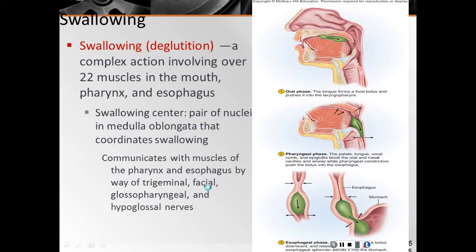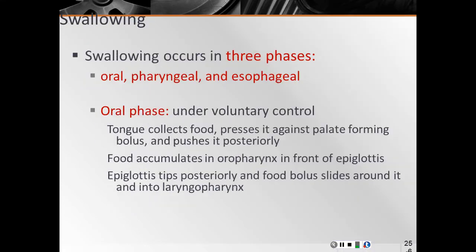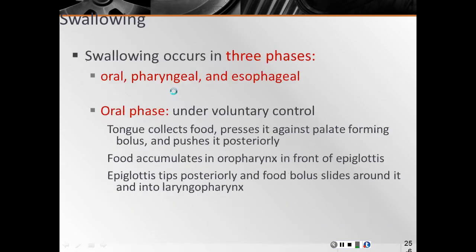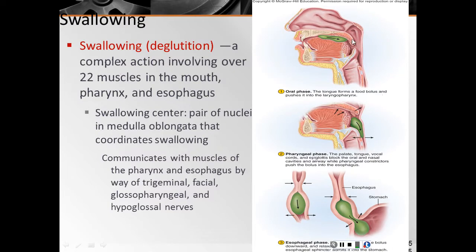Okay, so swallowing occurs in 2 phases. On this slide here, I do have the various phases. But I want to actually show you guys the picture here while we go through these phases. Alright, so the very first phase, or the buccal phase, is under voluntary control. We have the tongue that's going to connect with the food, then it's going to press it against the palate, of course.